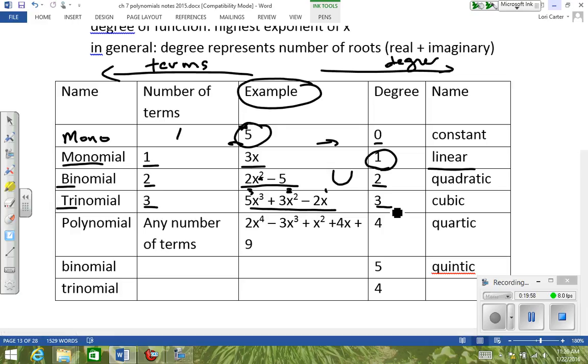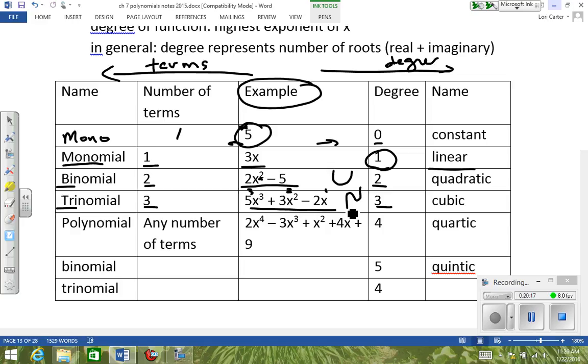Now think about it. If you put three things together, you get area, you get volume, right? You get cubes. Cubic. This looks like this. You actually don't get to graph those.